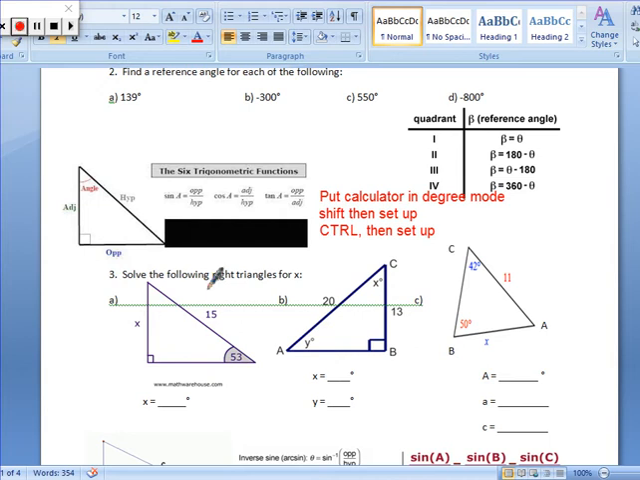Right here, solve a right triangle for x. So here's my x right here. The very first thing we want to do after putting our calculator in degree mode is, well, here's my angle, 53 degrees. And the easiest thing is always find out what your hypotenuse is, which is across from the right angle. So my hypotenuse is 15.